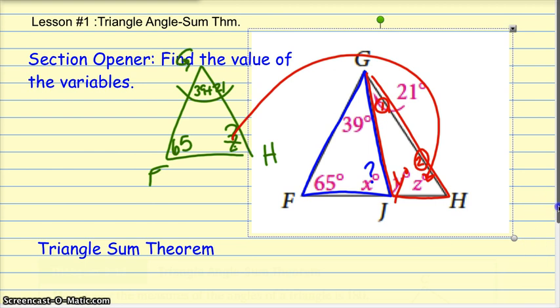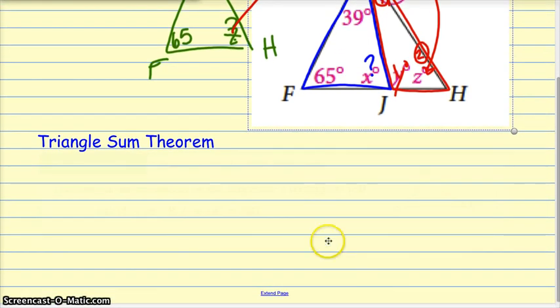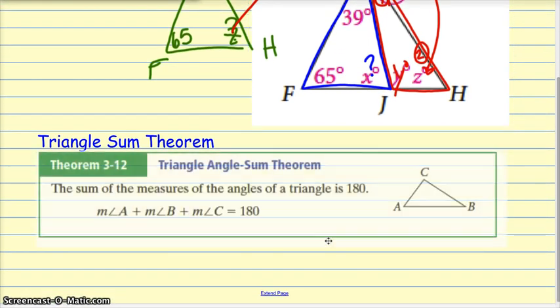Triangle sum theorem. Nothing you don't already know, just a little more official. Triangle sum theorem says the sum of the measures of the angles of a triangle is 180. So the measure of angle A added to the measure of angle B added to the measure of angle C is 180. Pause the video if you need to write that down.